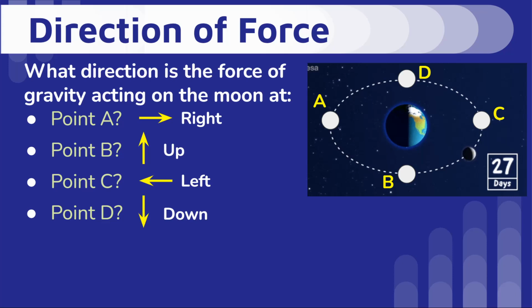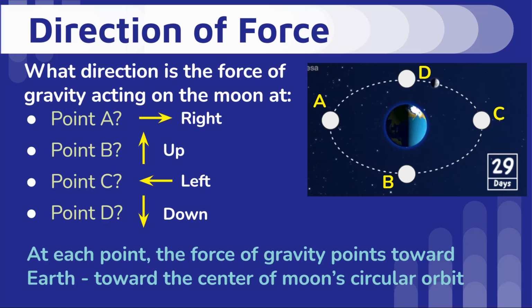Down. Okay, you should be able to identify the direction of the force at any point that I give you in its orbit because it is a force of attraction between the Moon and the Earth. It should always be pointed toward the Earth. At each point, the force of gravity points toward Earth, which also happens to be the center of the Moon's at least mostly circular orbit.